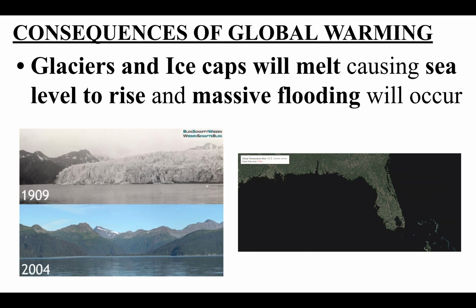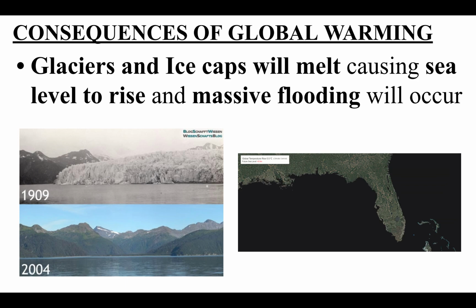So these are real pictures and models. The first on your left shows what it looked like in 1909. And as you can see, there's a major glacier that by 2004 has completely melted. That causes sea level to rise.